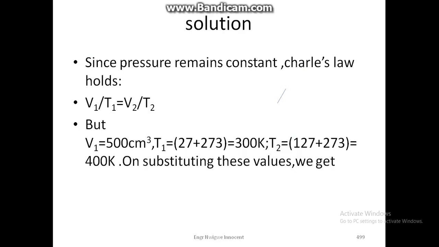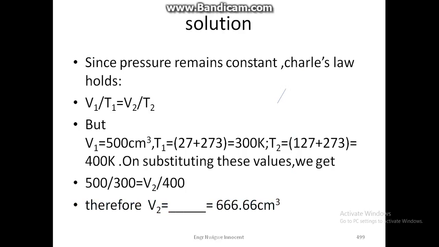On substituting these values, we get 500 over 300 equals V2 over 400. Therefore, V2 is equal to 500 times 400 all over 300, which is 666.6 cm cubed.